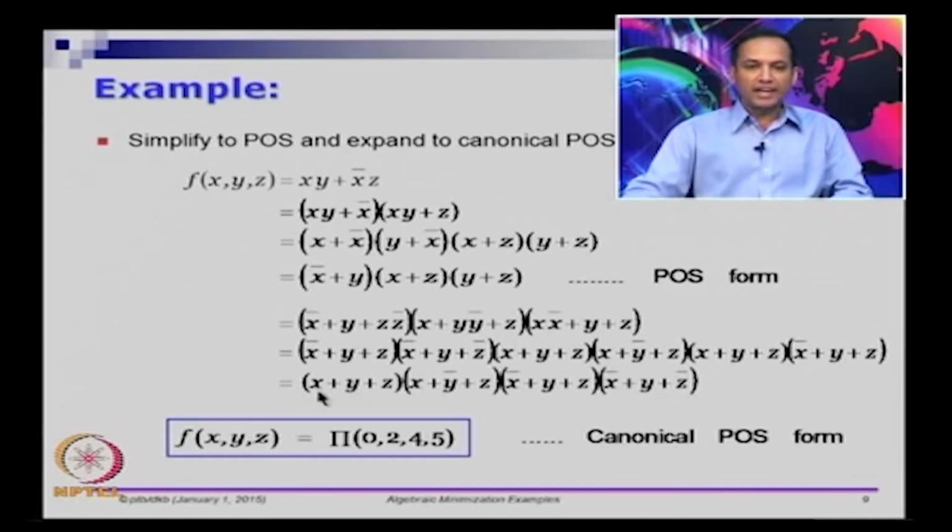So x plus y plus z is the zeroth max term. This is the max term in the second row, this is the max term in the fourth row, and this is the max term in the fifth row. So f of x y z is pi of 0, 4, 5. So at this point, if you wanted the canonical SOP, it is just sigma of 1, 3, 6 and 7 because those are the terms that are missing here.